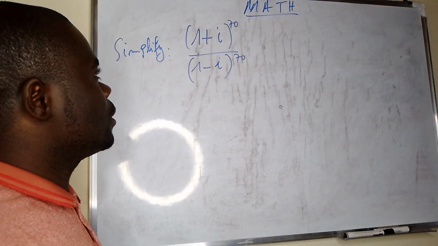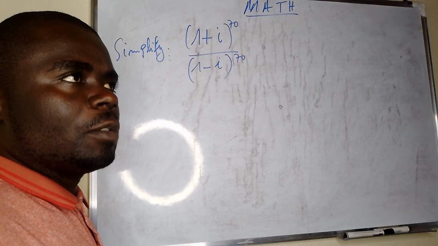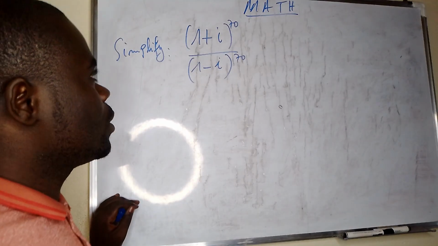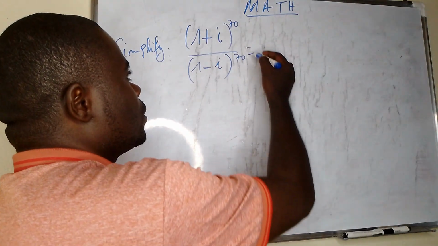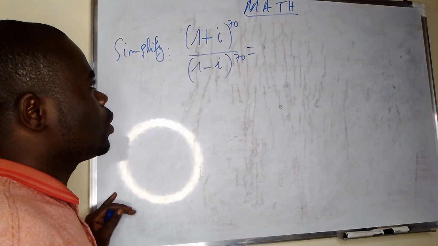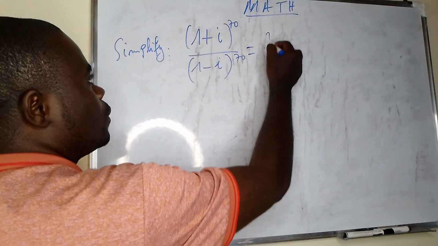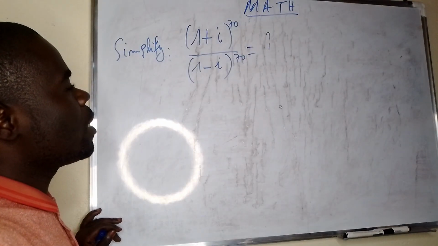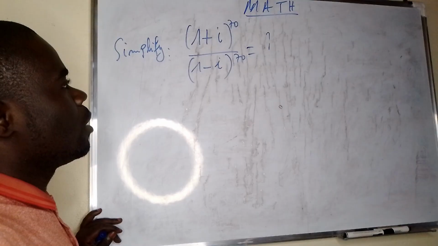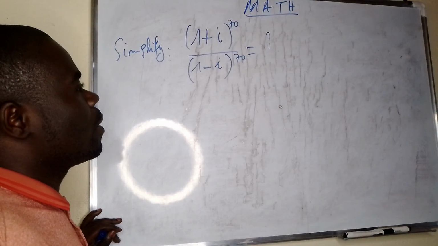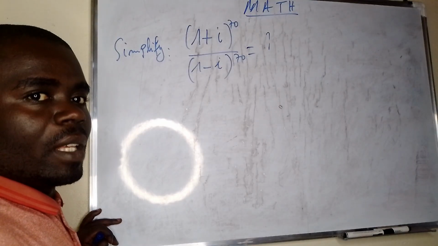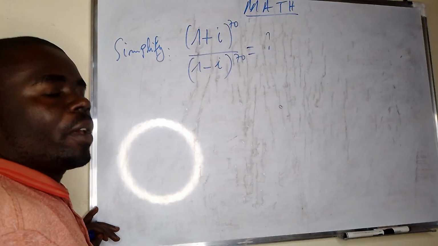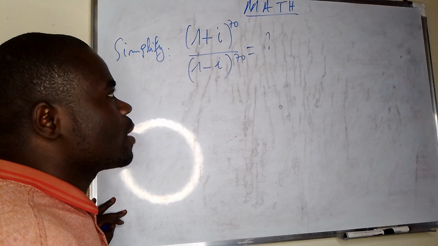Today we have another example which concerns complex numbers. This is a very interesting complex number expression, which is about simplification. We need to simplify this expression where we have (1 plus i) power 70 divided by (1 minus i) power 70. So this is the power of a complex number.